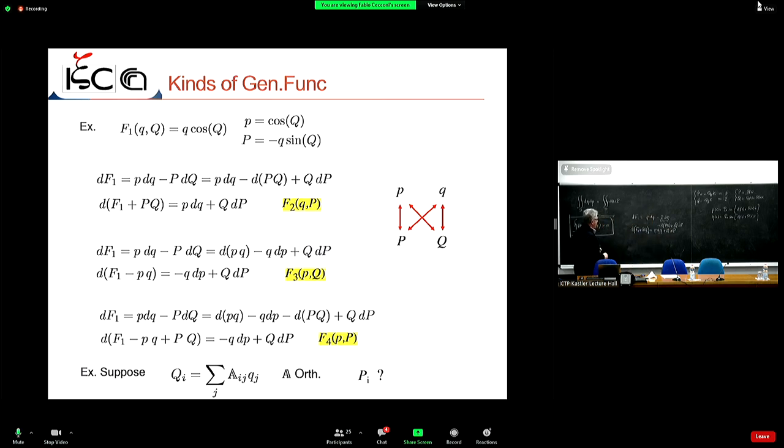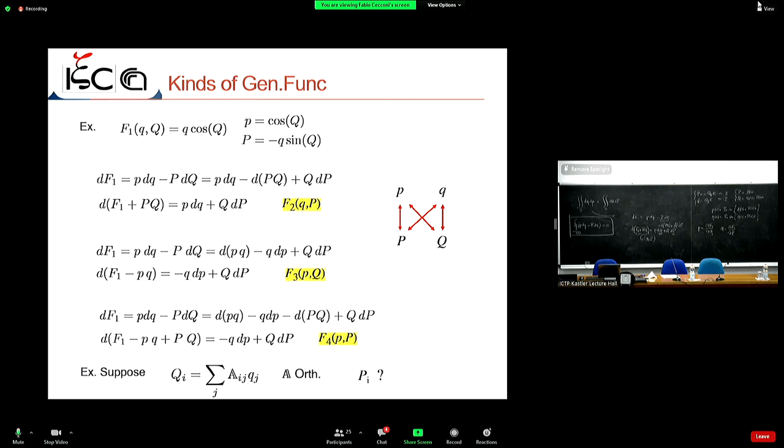Okay. And now this function that we call F2 is an exact differential, which depends on smaller p and smaller q and capital P. Okay? And again, the transformation can be given by p is nothing but the derivative of F2 with respect to q, and q is nothing but the derivative of F2 with respect to capital P. Okay? And so on.